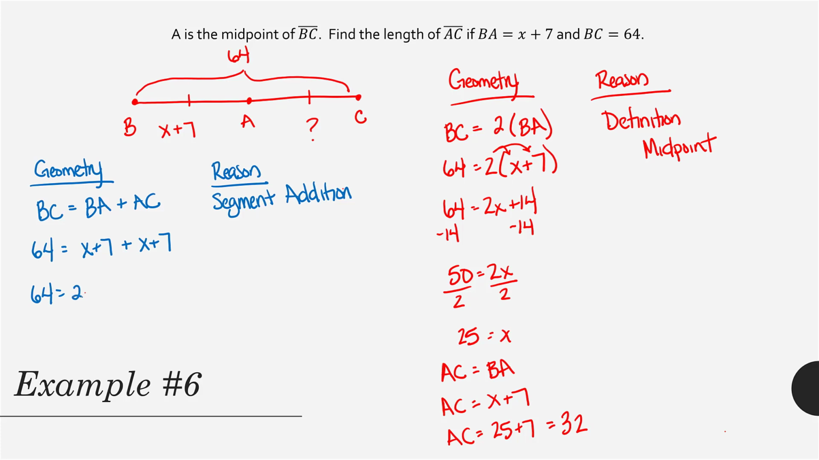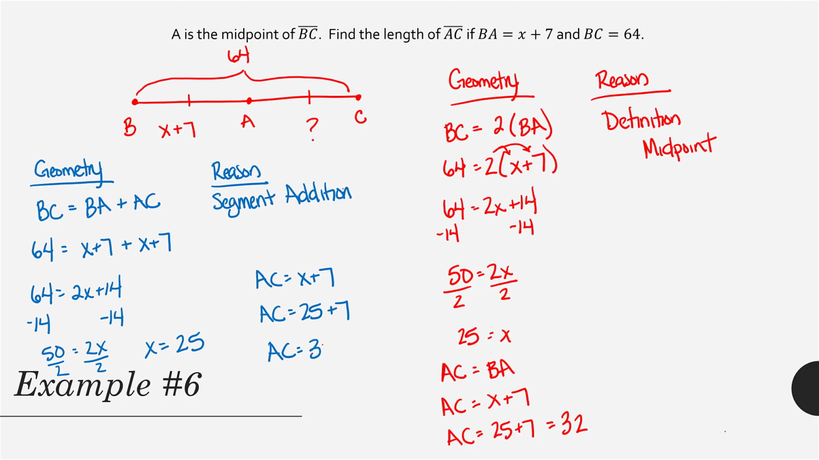Combine my like terms. I'll subtract from each side and divide to get to x equals 25. But this again would be the same thing that we talked about earlier. We don't want to find x. We want to know the length of AC. So AC equals x plus 7. Plug in 25 for x because we just solved for that. And you still end up with AC equals 32.